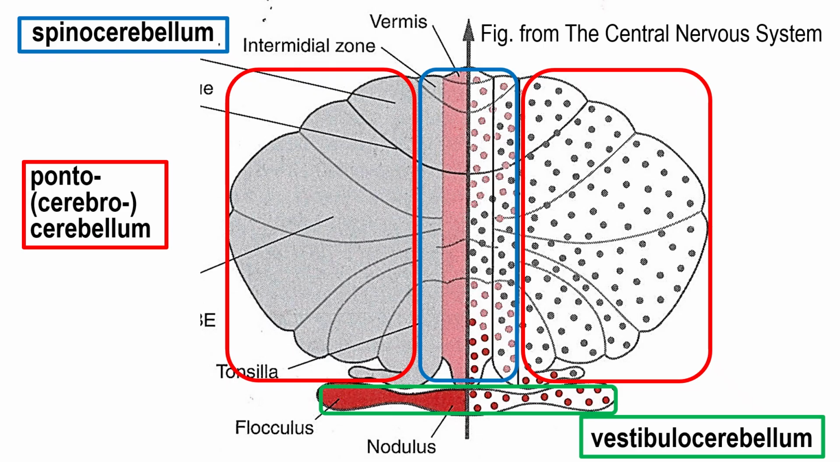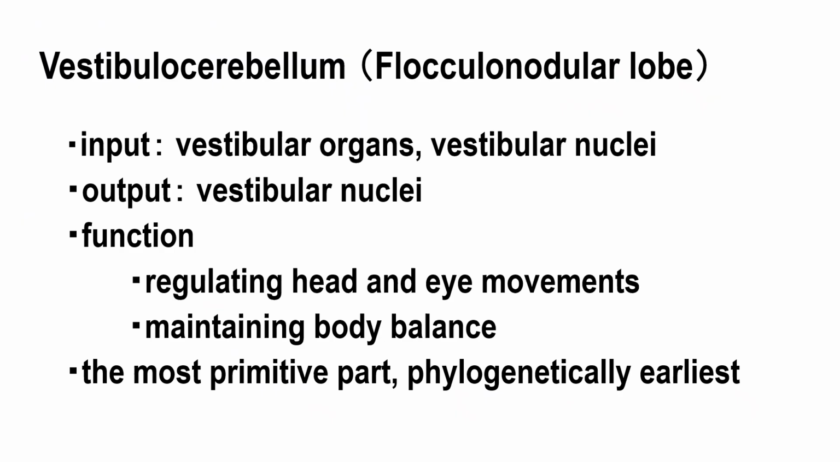Therefore, the vestibulocerebellum is involved in regulating head and eye movements and maintaining body balance. The flocculonodular lobe is the most primitive part of the cerebellum, occurring first during phylogeny. The size of this part of the cerebellum varies little among mammals.